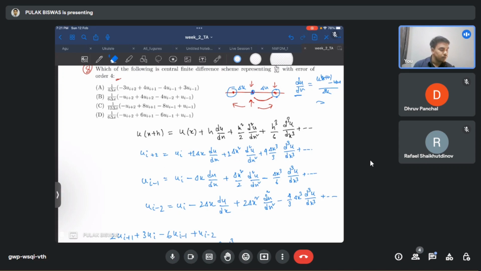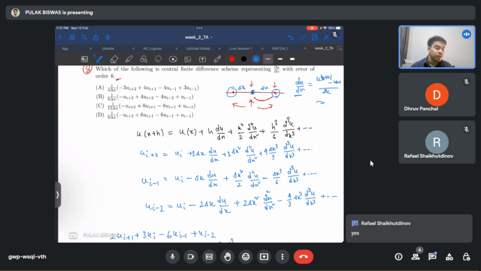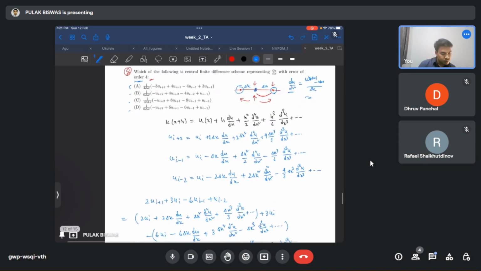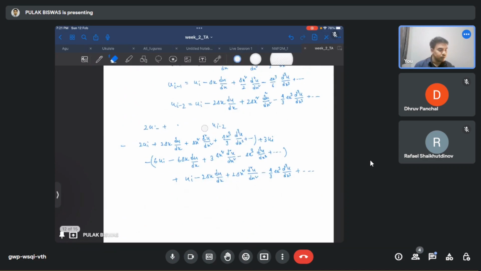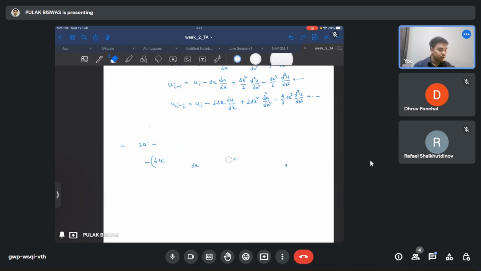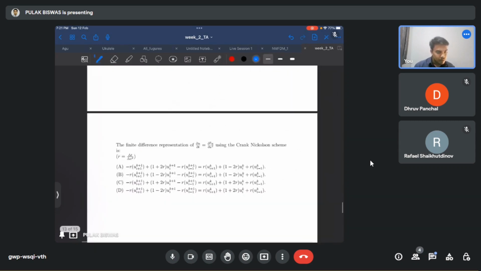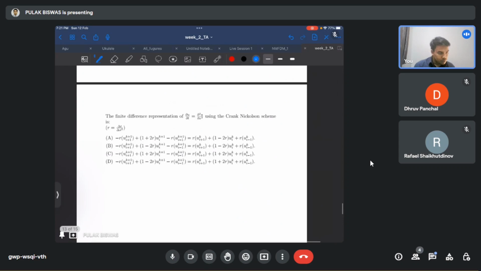Okay, you can try this one later on. You have to try for different combinations, and whatever term is left, that will give your order. But you have to find with which combination the order is becoming 4. You can try.